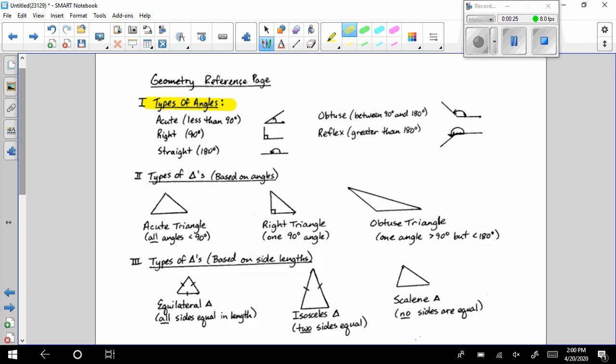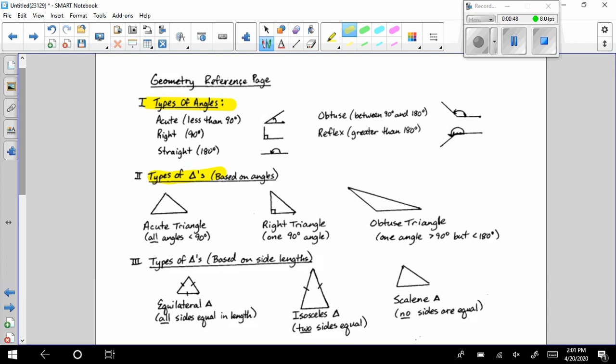An angle can be acute if it's less than 90 degrees, a right angle if it is exactly 90 degrees, a straight angle if it's exactly 180 degrees, obtuse if it's between 90 and 180 degrees, or if it's even larger than that, greater than 180 degrees, we call it a reflex angle.